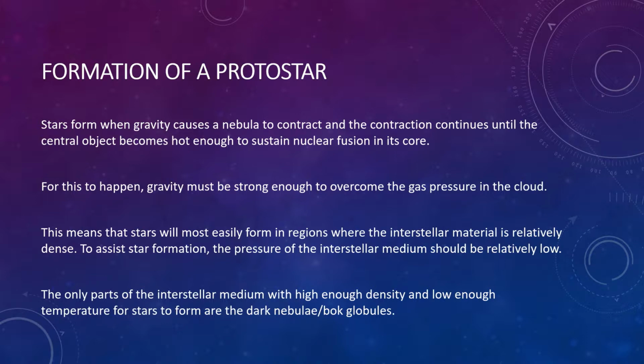Stars form when gravity causes a molecular cloud to contract, and the contraction continues until a central object becomes hot enough to sustain nuclear fusion in its core. This is a bit of review as we talked about the birth of our solar system, but now we're going to apply it to all star systems. However, the role of gravity is only part of the story. For a more complete understanding of star formation, we must also pay attention to how gas pressure resists gravity.